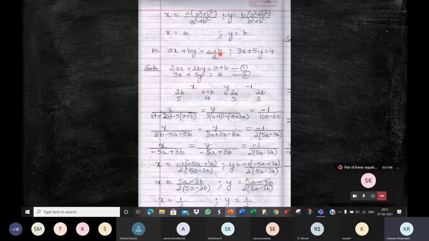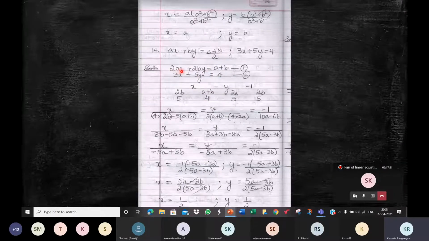So here I don't want this fraction a plus b by 2, so I cross multiply, and that way we have 2ax plus 2by is equal to a plus b. Now this is convenient. The second equation is 3x plus 5y is equal to 4. So what is strange about these two equations? This is like 3x plus 5y is equal to 4, which does not have a or b in it.